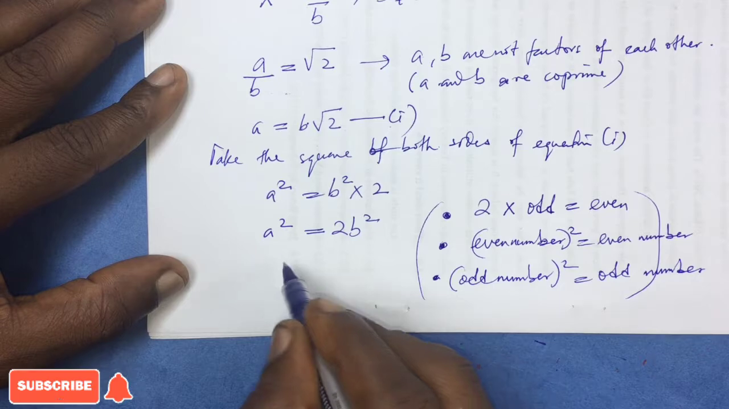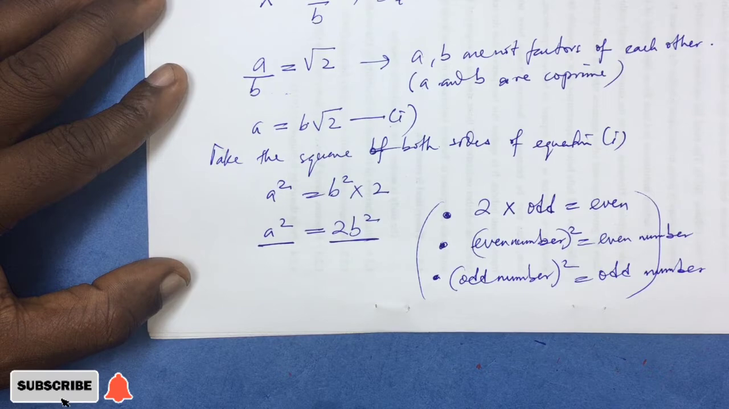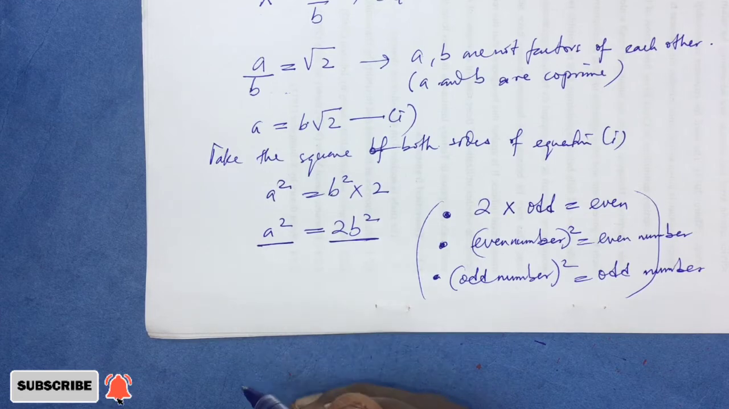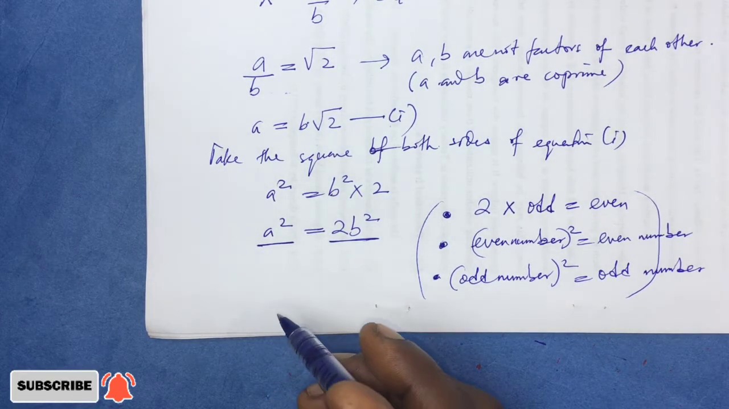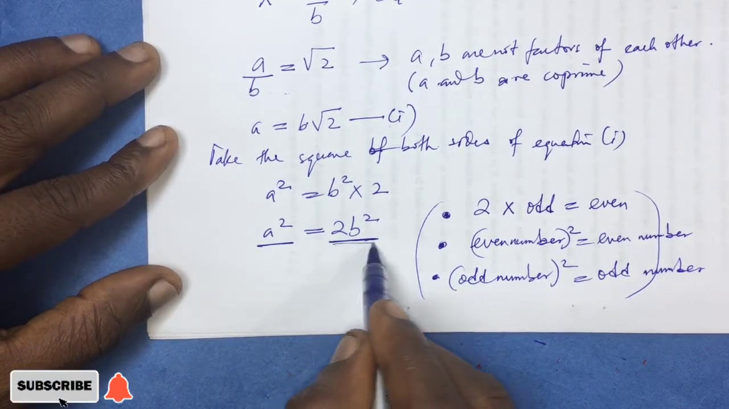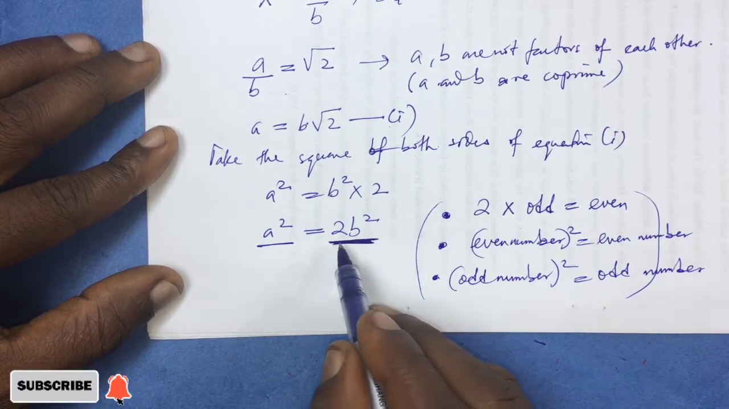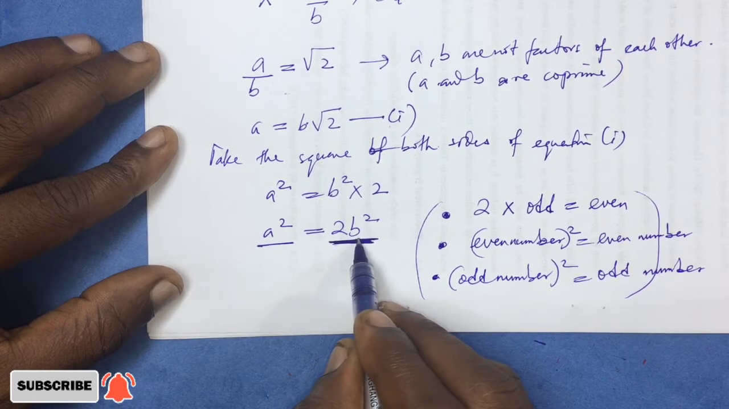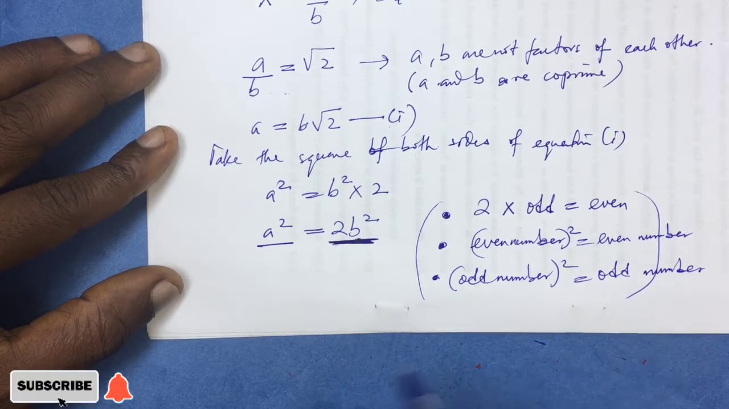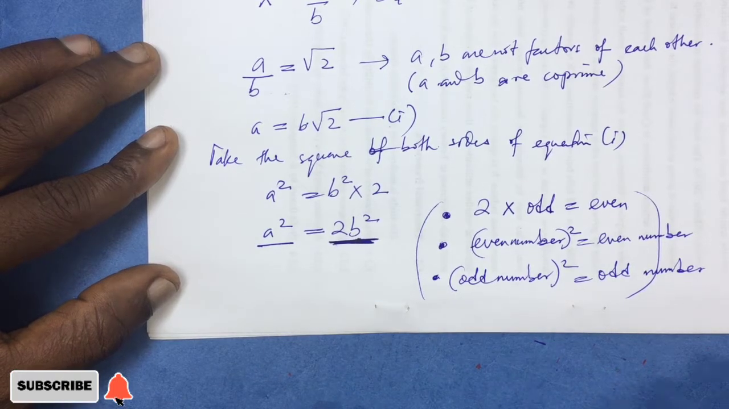Now, take note of one thing. Since you have seen that a squared is equal to 2b squared, it means that a squared is, after all, an even number. Okay? So a squared is an even number, because a squared cannot be odd. Why is it that a squared cannot be odd? It is because 2 times an odd number will give you an even number. So if you multiply b squared, let's assume that b squared is an odd number, 2 times b squared will give you a squared. And a squared, in that sense, becomes an even number.